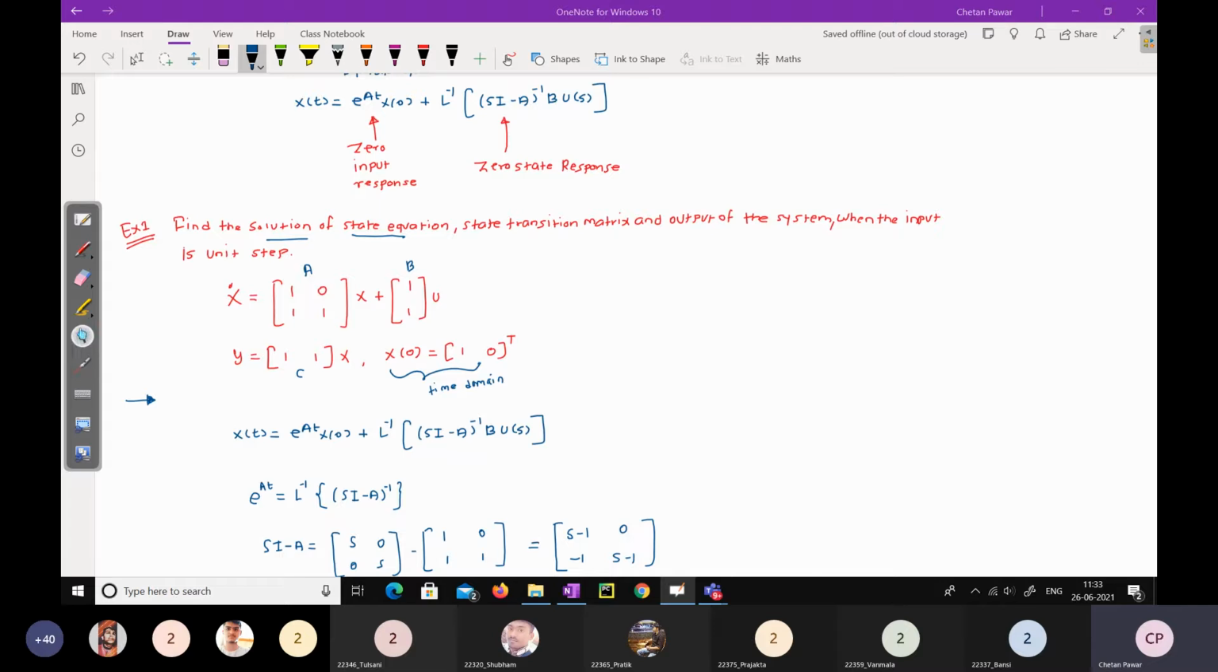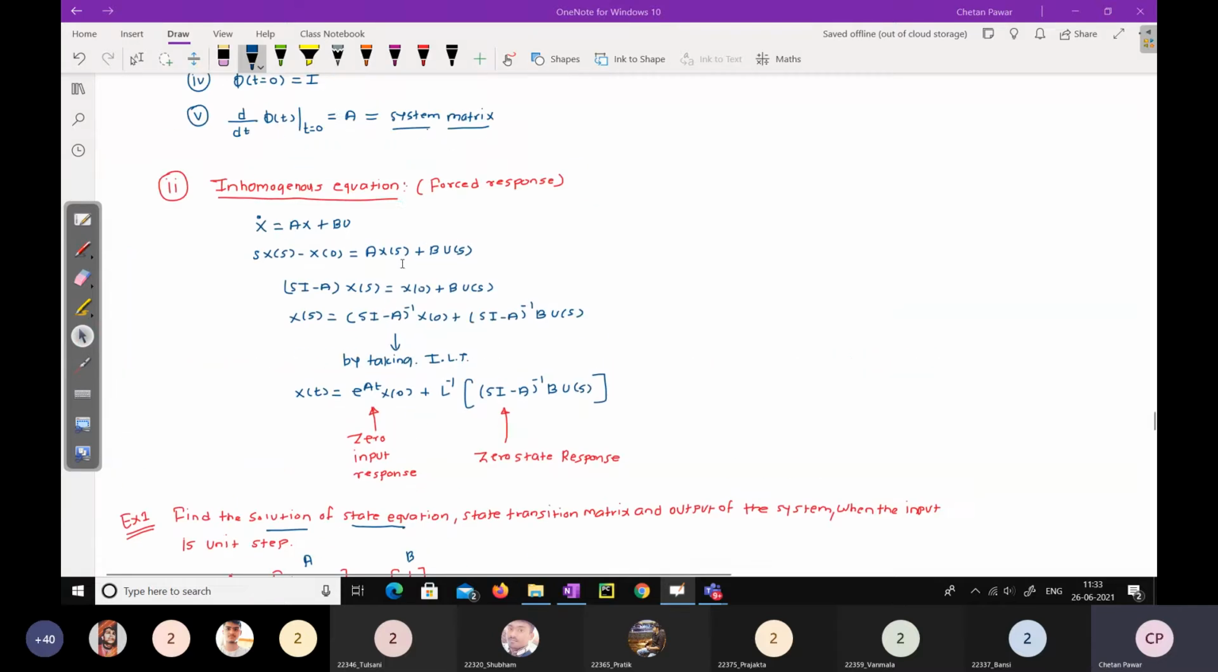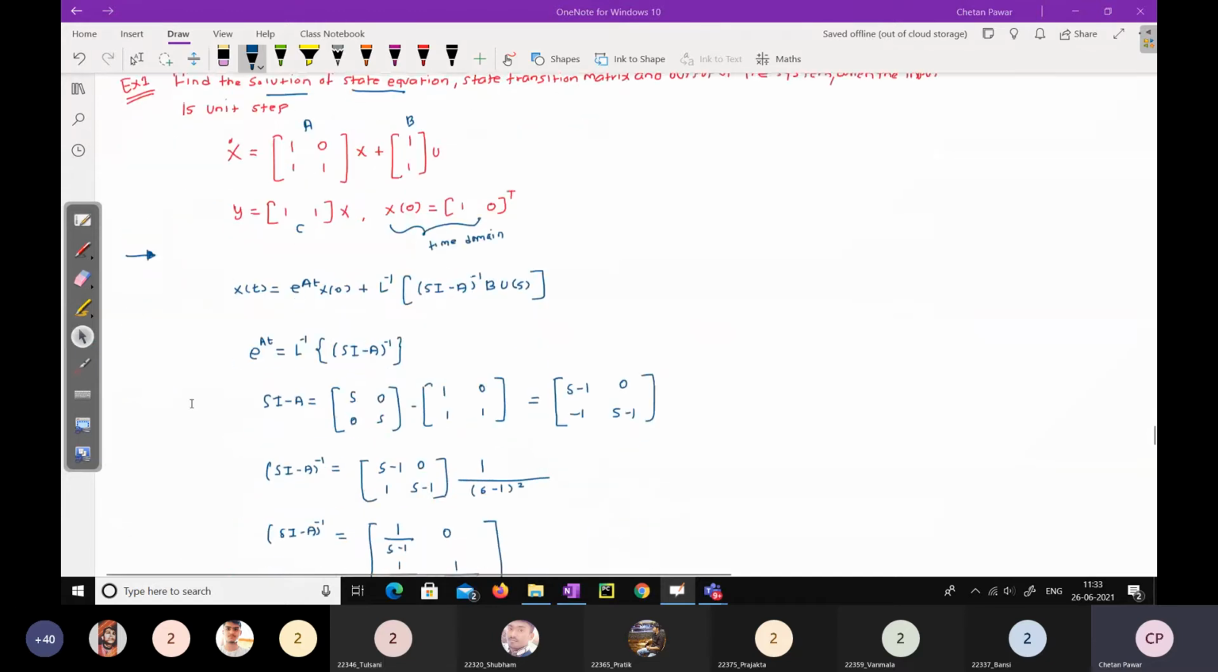So what formula have we derived? This one, for the inhomogeneous equation system solution. So x of t is equal to this particular term. Let us use that. x of t is equal to e raised to At into x of 0 plus the Laplace inverse of this particular term. First we will find the state transition matrix, that is e raised to At. So what is that? Laplace inverse of sI minus A inverse.